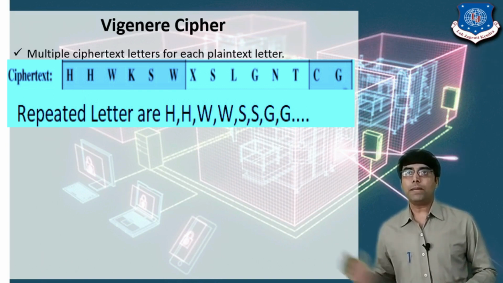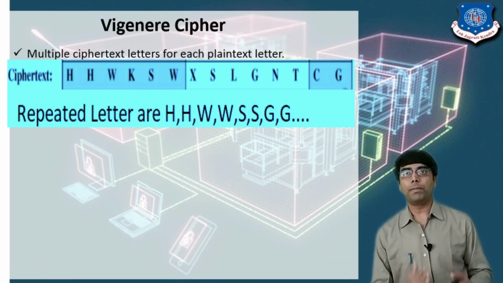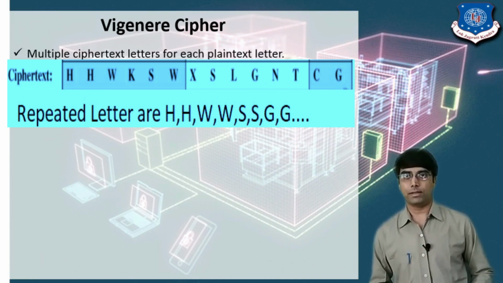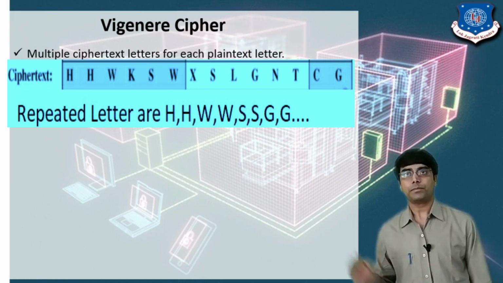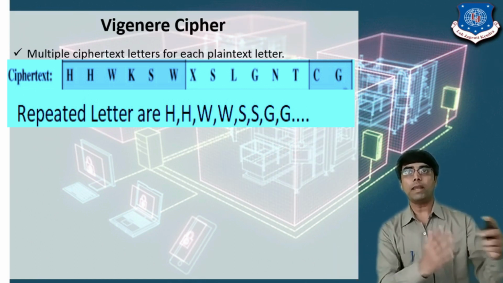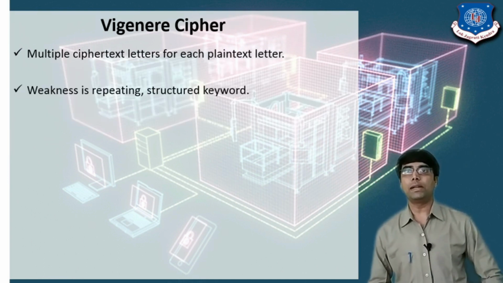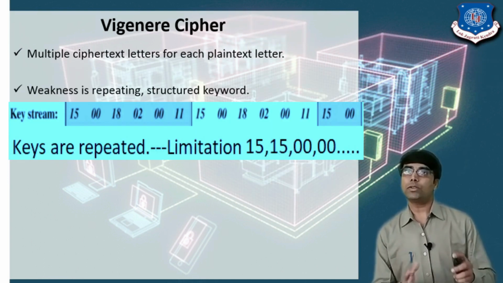Here, I already discussed the multiple cipher text letters for each plain text letter, right? For each and every plain text letter there will be multiple cipher text letters. That's why it is called a one-to-many relation. Now there is one limitation here: the repetition of the key.